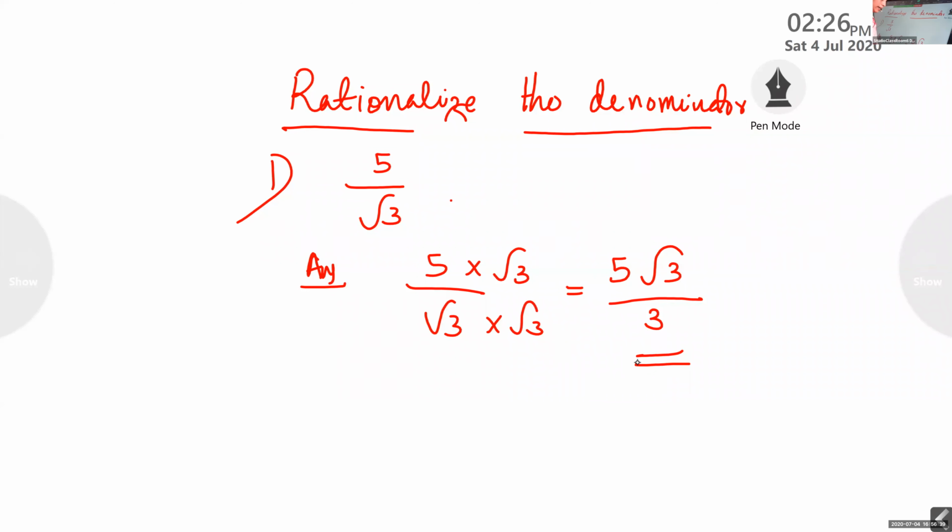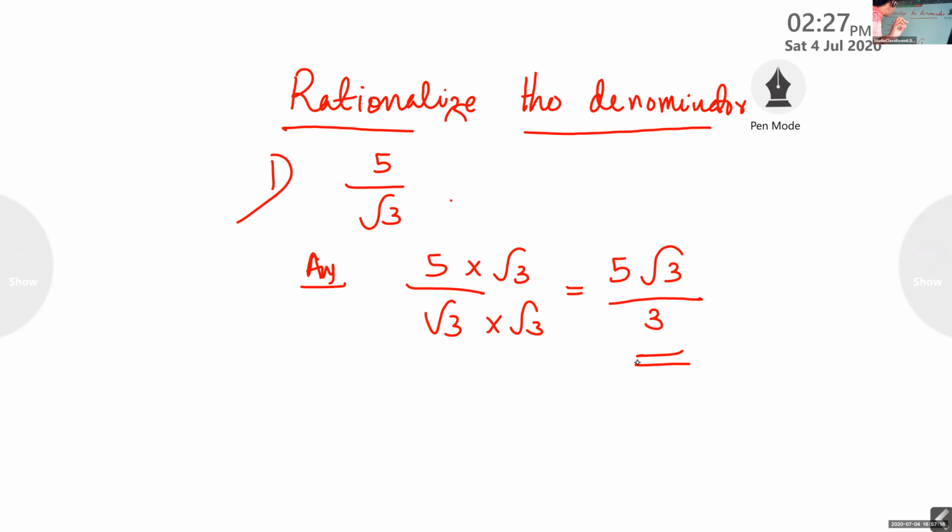Listen, here, the reason why we are doing this is that when an irrational number comes in the denominator, it is difficult for us to divide by that irrational number, since root 2 and root 3 have values like 1.414 and 1.732, and it is difficult for us to divide. So we are converting it into multiplication. Now that division changed and it became multiplication of an irrational number.